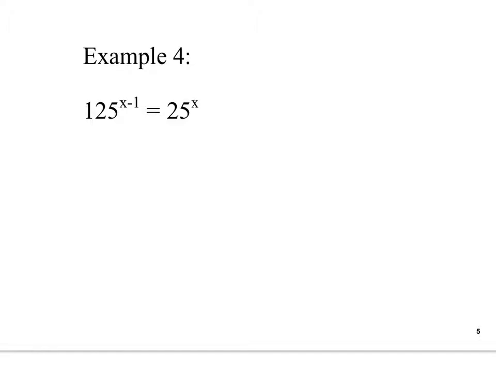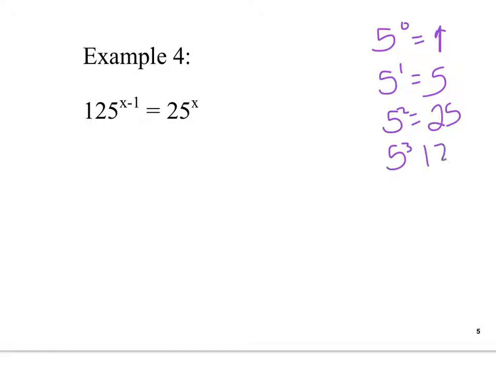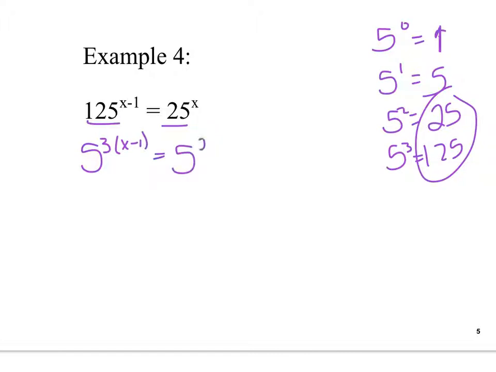All right, so here, 125 and 25. I see the 5s, and I think 5. So we look at our column, 5 to the 0 is 1, 5 to the first is 5, 5 squared, 5 to the third. Okay, so these are the two that I want, because I have 125 and 25. 125 is 5 to the third, and we multiply them like that. 25 is 5 squared. Drop the bases, and we get 3 times x minus 1 equals 2x, and we solve.